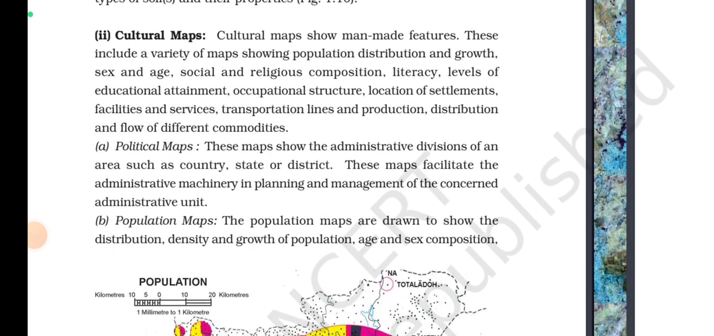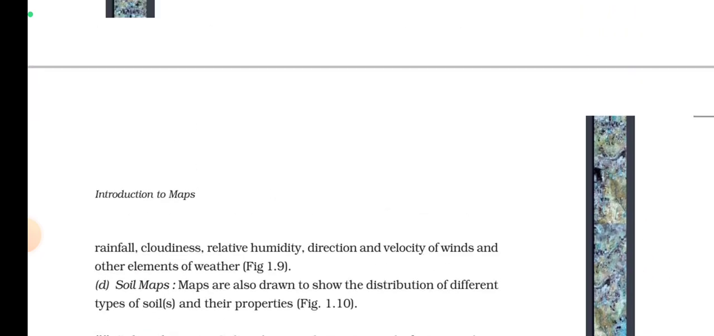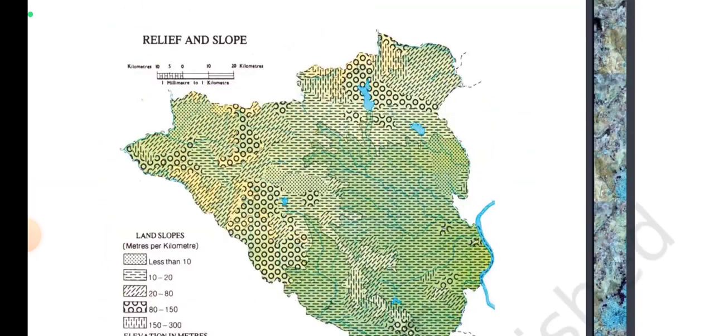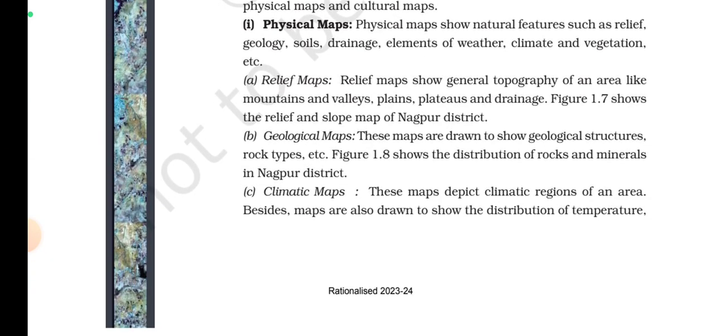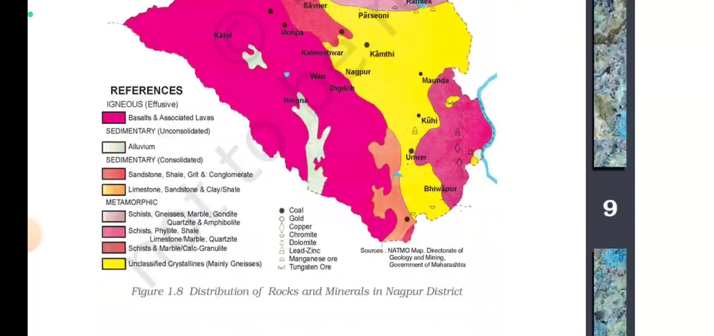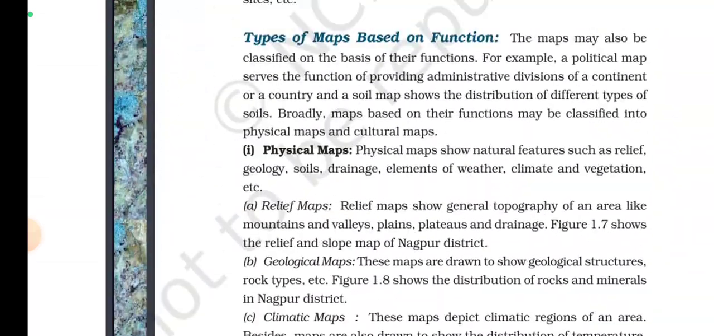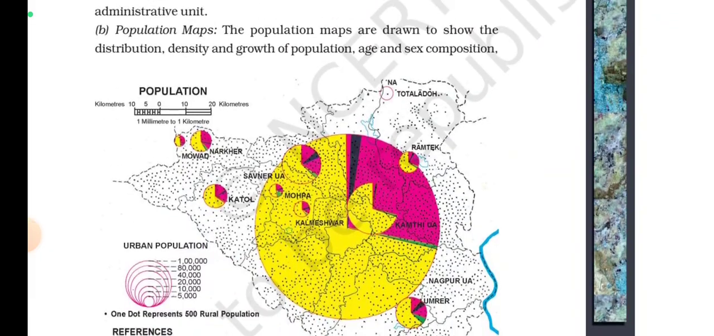Then cultural maps. So cultural maps show man-made features. These are the physical maps. So physical maps are of four types: relief maps, geological maps, climatic maps and soil maps. Okay, so relief, geological, climatic and soil maps. Okay, and next is cultural maps.